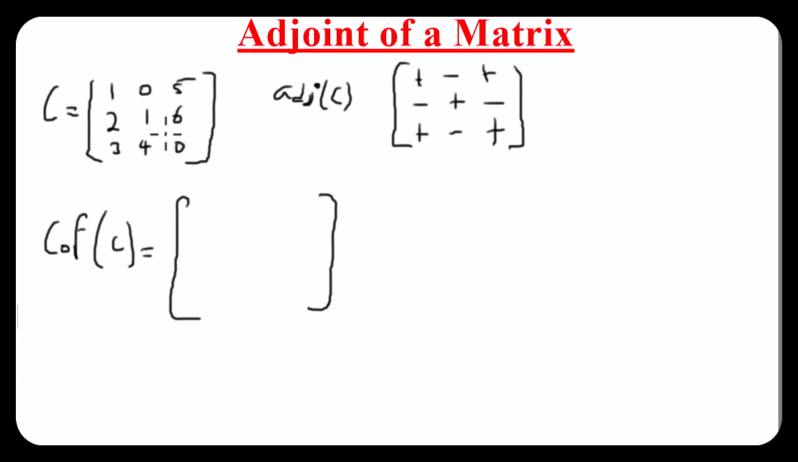6 times 4 is 24. So that's 0 minus 24 is minus 24 times positive 1. That's still negative 24. So I have negative 24. We move on to the next one. Strike out this. I'm left with 2, 6, 3 and 0.